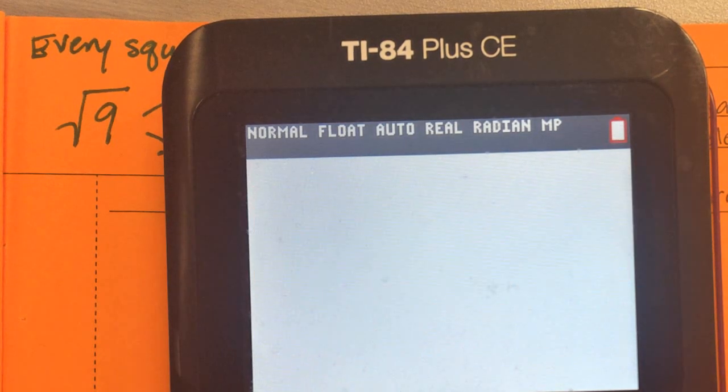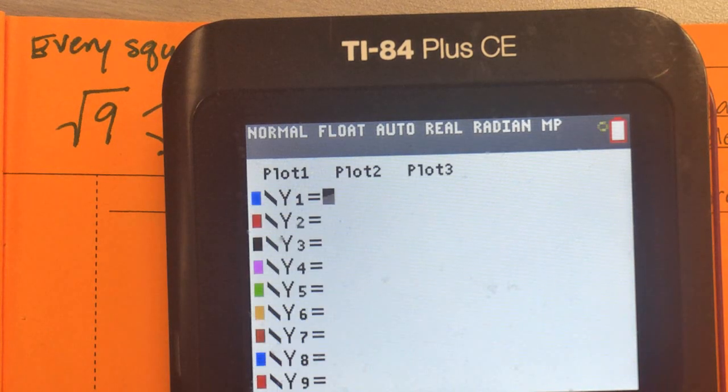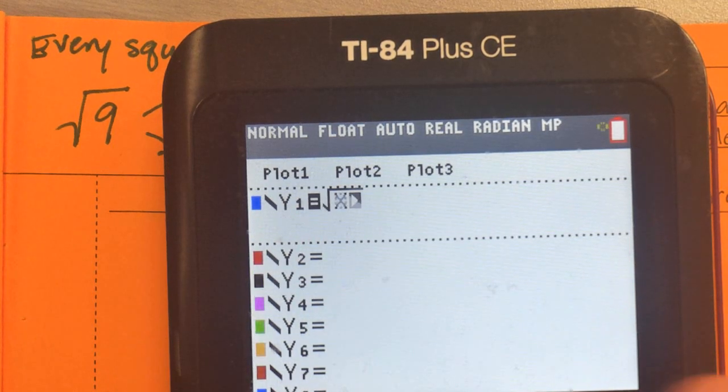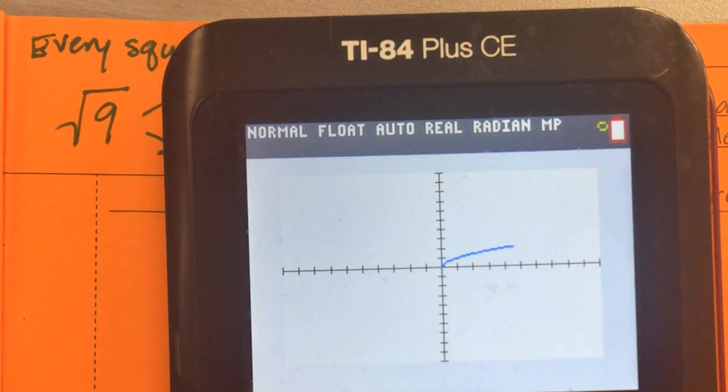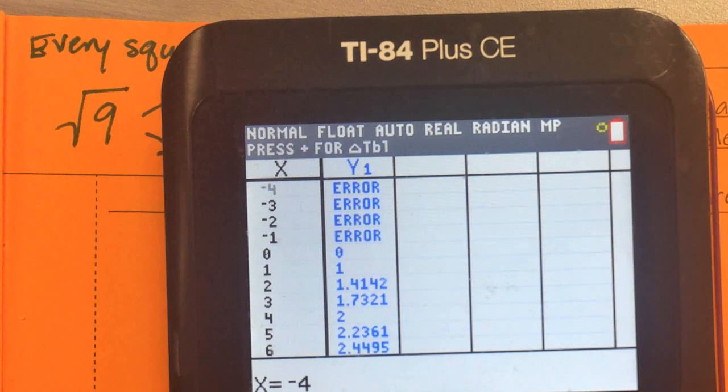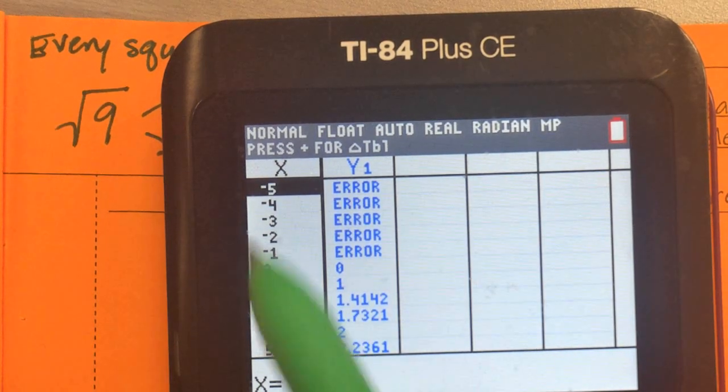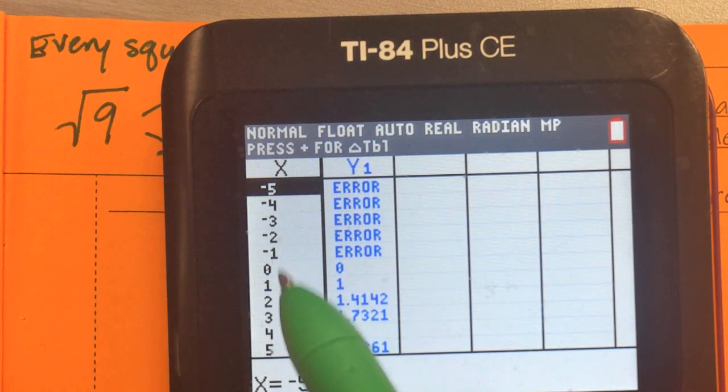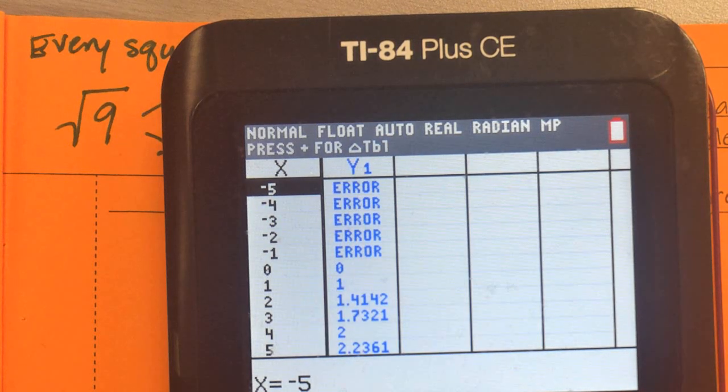Well, if I put y equals, okay, here I put square root of x, right? And I look at the graph, it's only graphing positive numbers. Because when it starts going negative, when I get down here, it's going to give me negative square roots, and negative square roots are imaginary numbers.